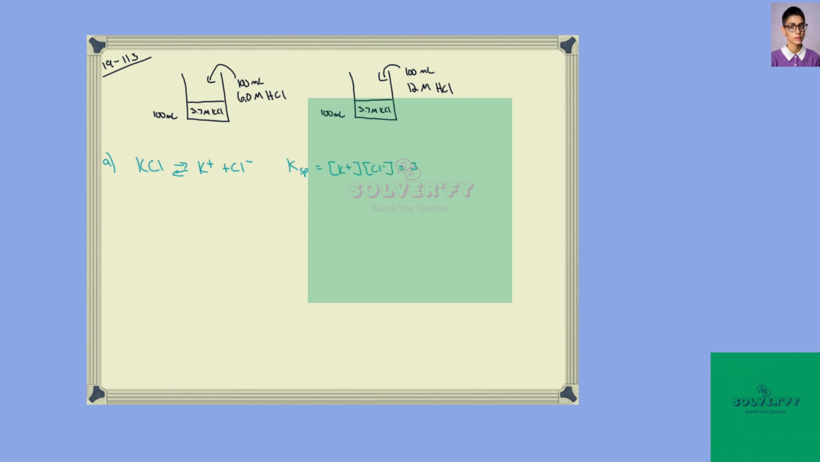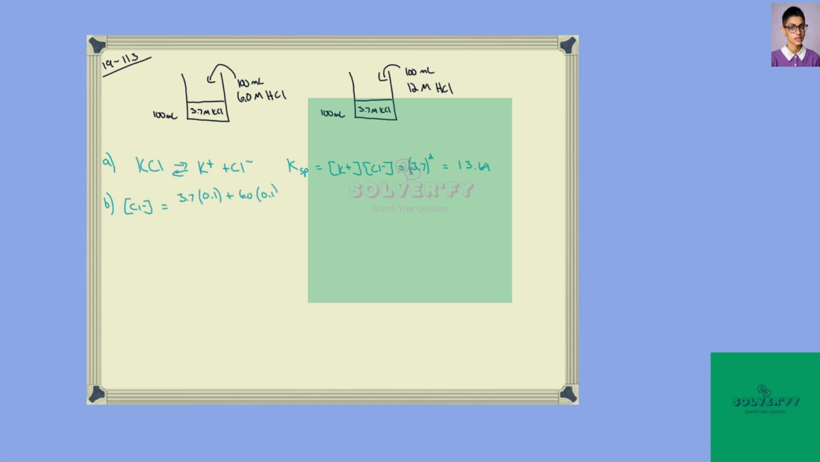The KSP, of course, will be equal to the concentration of these two products, where this is a solid, so it's excluded. That then will be equal to the concentration of potassium and the concentration of chloride when the solution has become saturated or reached equilibrium. That will be 3.7 for both. So we end up with a KSP value of 13.69.